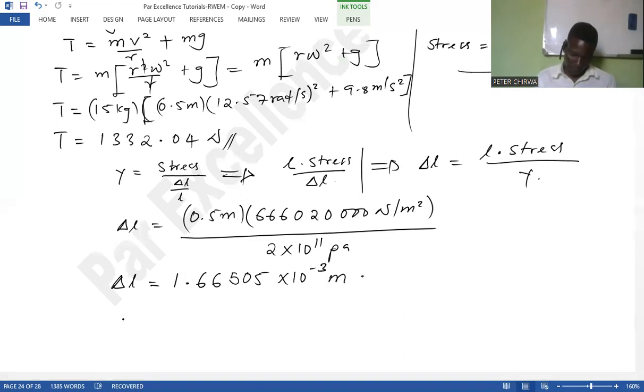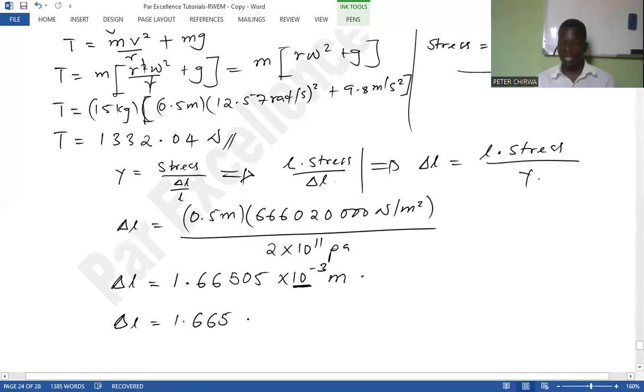Right. So change in L, you can give it like that, or you can say 1.66505, and then 10 to the power negative 3 is milli in prefix. If you remember prefix from the first topic that you do in physics, and also I think in chemistry. So we're going to have millimeters like that.